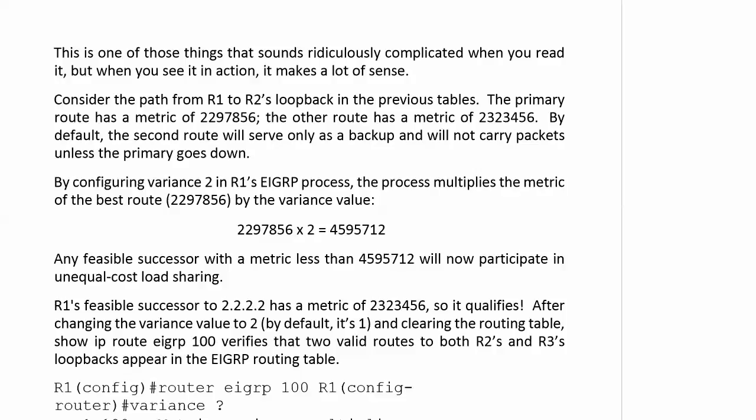But by configuring variance 2 in router 1's EIGRP process, the process multiplies the metric of the best route, 229.7856, by whatever we put in for the variance value. That in this case ends up being 459.5712. Any feasible successor with a metric less than 459.5712 will now participate in unequal cost load sharing. Now let's go ahead and go to the live equipment, and you'll see how this works.